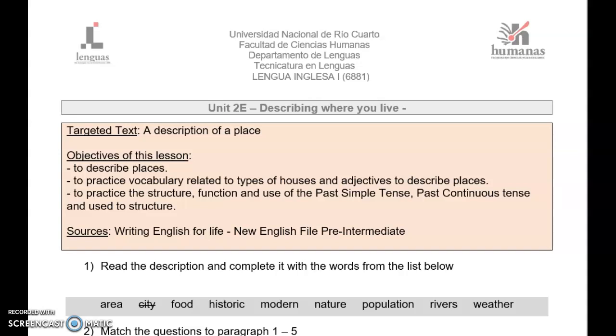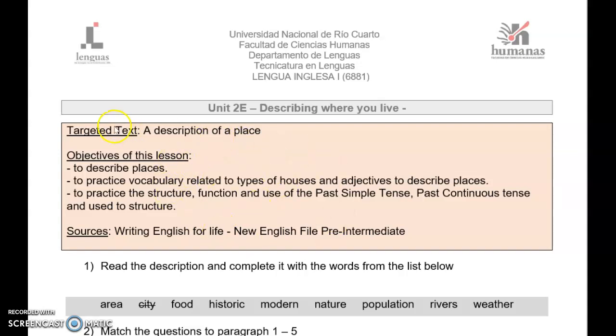Well, okay, today we are going to work with this new activity. It is a writing activity and it is called Describing Where You Live, right? We are talking about unit number 2E, right? And this is the material that you need, not the one that you have in your workbook, but this will replace that material.